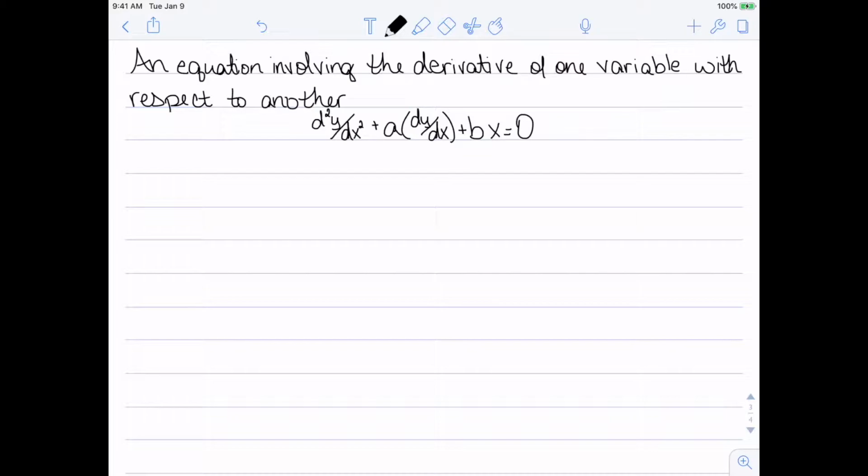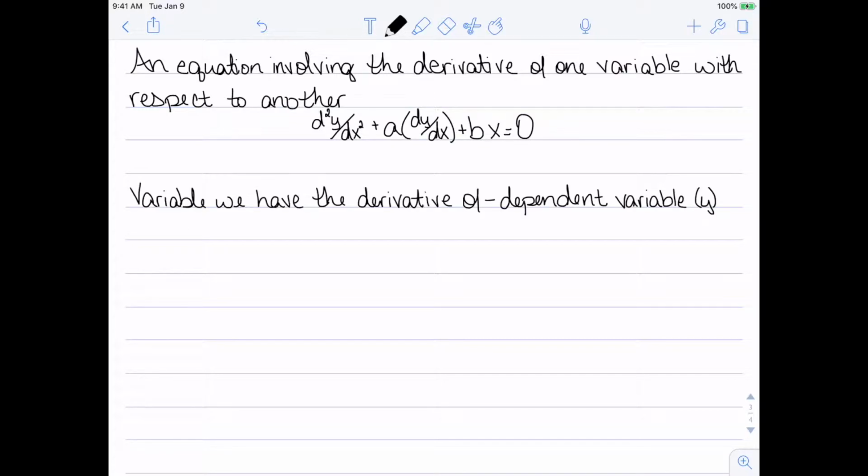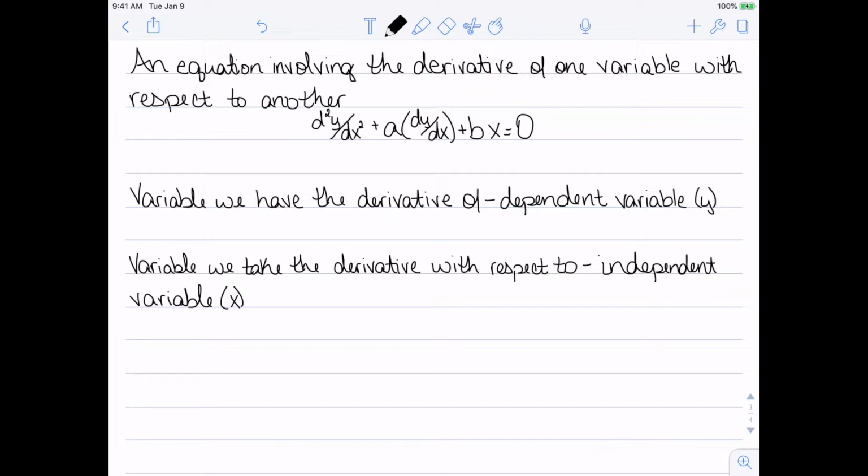So a differential equation, another way to say it, is an equation involving the derivative of one variable with respect to another. So here's another example. d squared y over dx squared plus a times the derivative of y with respect to x plus bx equal to 0. The variable that we're taking the derivative of is known as the dependent variable. In this example, we're taking the derivative of y, so y would be our dependent variable. The variable that we take the derivative with respect to is known as the independent variable. In this example, we're taking the derivative of y with respect to x, so x would be our independent variable. And the values of a and b are known as the coefficients.